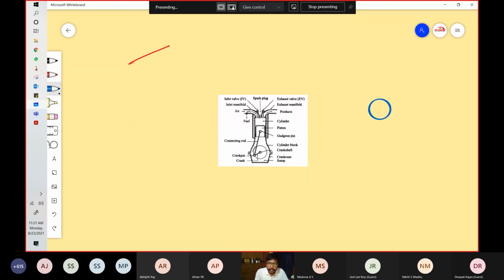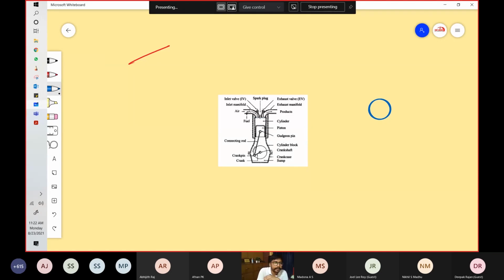Okay, so if this piston goes over here and over here, this is your stroke. All right. Then you have the dead center. As I already talked about, there are two dead centers.